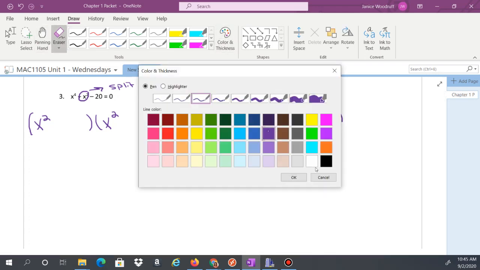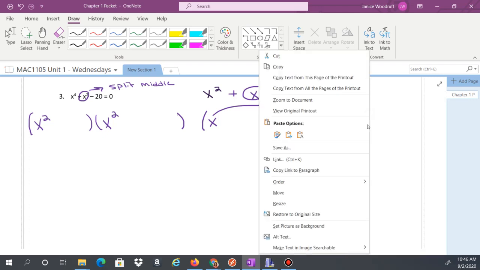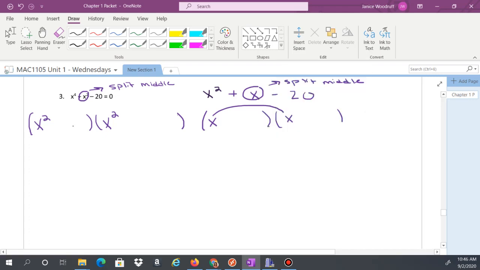Actually, I'll write it right here as well. So split middle, split middle. And then you're looking, okay, what are factors of negative 20 that are going to add to positive 1? What do we got? 5 and 4. So you've got, let's see, 5 minus 4 or 4 minus 5? Yeah, you've got a positive 5 minus 4. So you get your two factors.